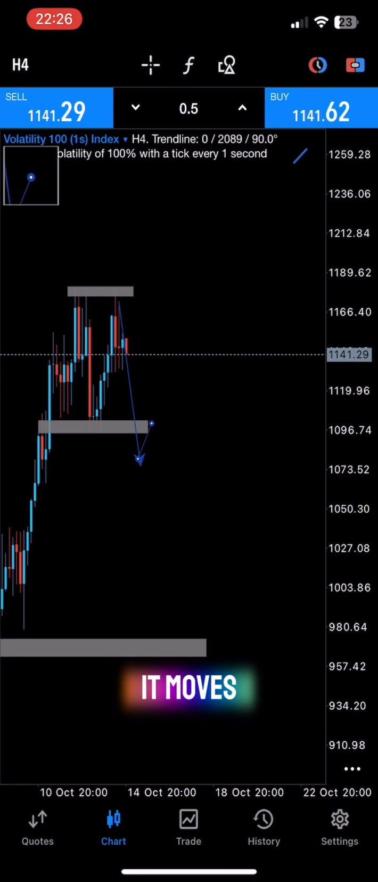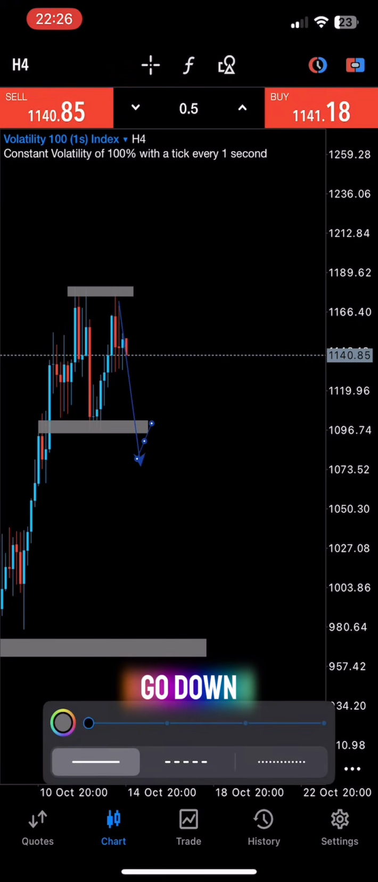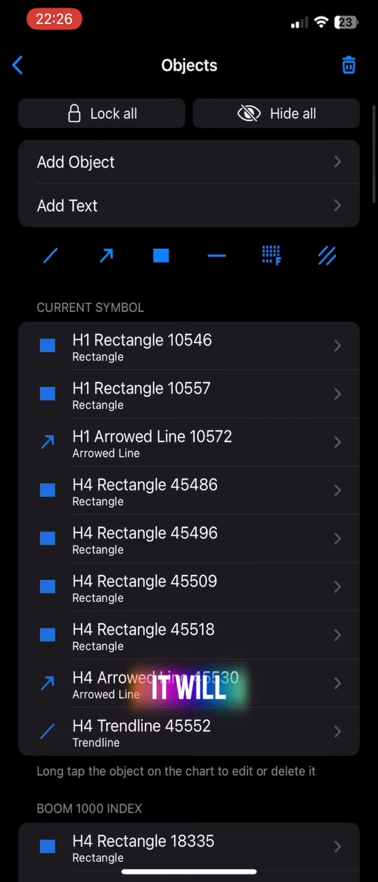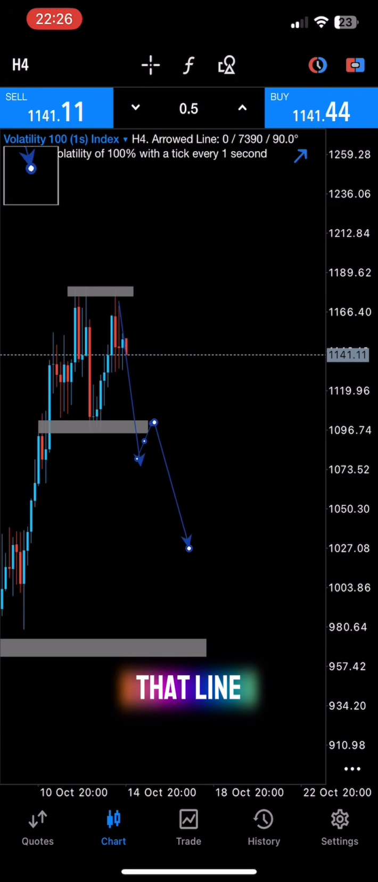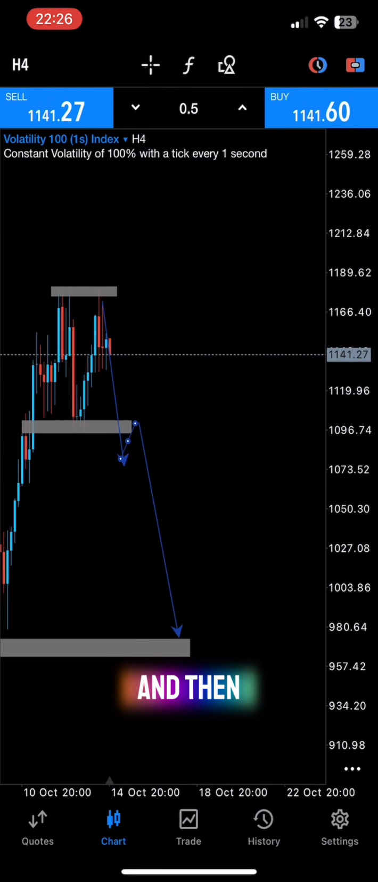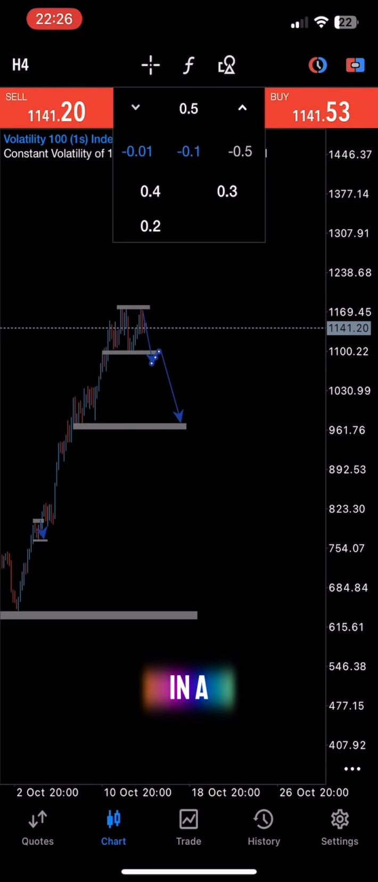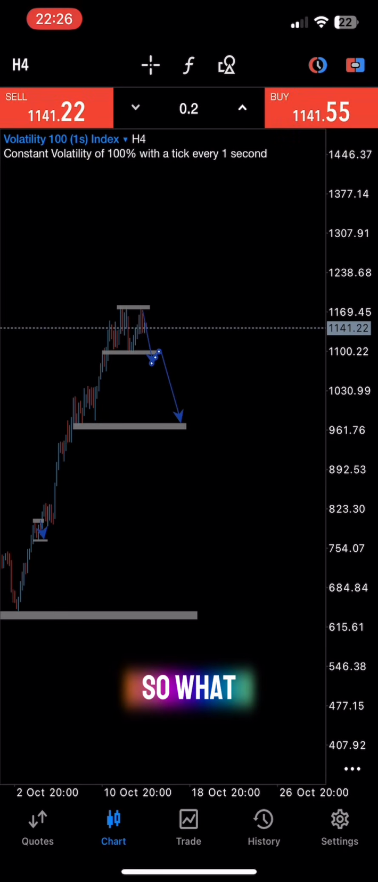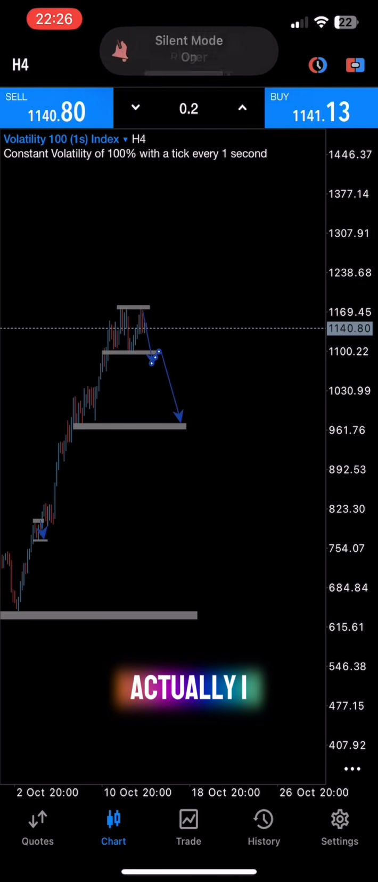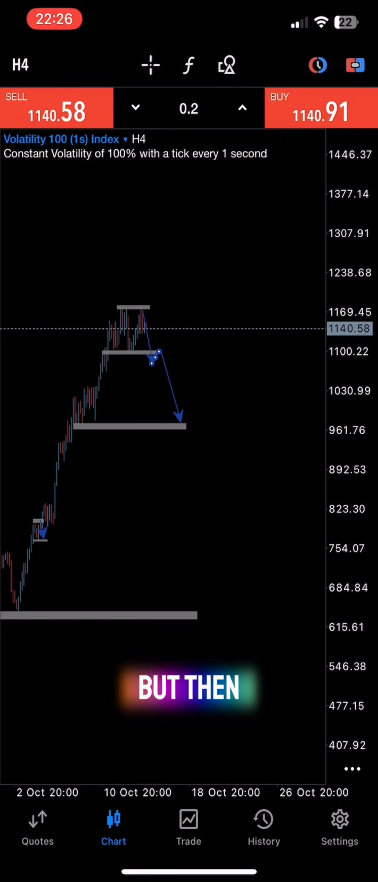So this is how it moves. It will go down and then it will break down that line and then retest it and then continue going in a bearish movement. So what we are going to do is we are going to execute the market. Actually, I couldn't get it in time, but then it is still valid. We are going to continue in this trade.